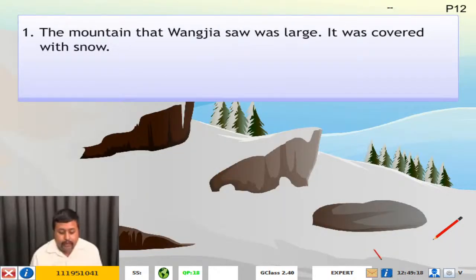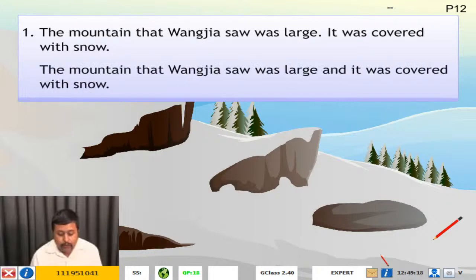All right now. The mountain that Wangzia saw was large. It was covered with snow. So what can we do? We are joining these two lines using a linker. So what's that linker here? It's and. The mountain that Wangzia saw was large and it was covered with snow.